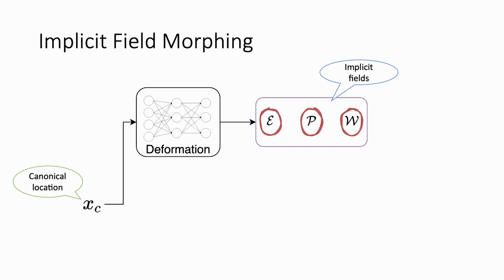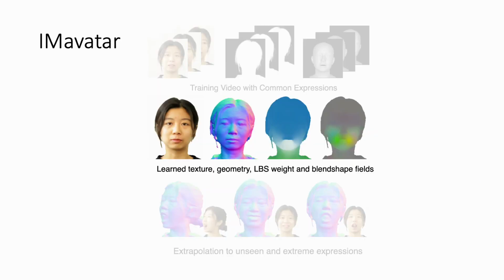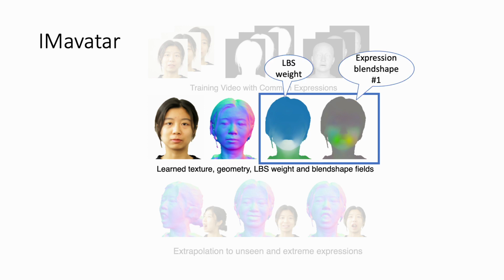We represent the blend shapes and skinning weights as continuous fields and formulate our deformation in a similar way to Flame via implicit morphing. Given the target pose and expression parameters, we can calculate the deformed location for each canonical point. In summary, IMAvatar is parameterized via the canonical texture, geometry, and deformation fields. In the blue box, we show the learned skinning weight and the learned blend shape for an example expression.